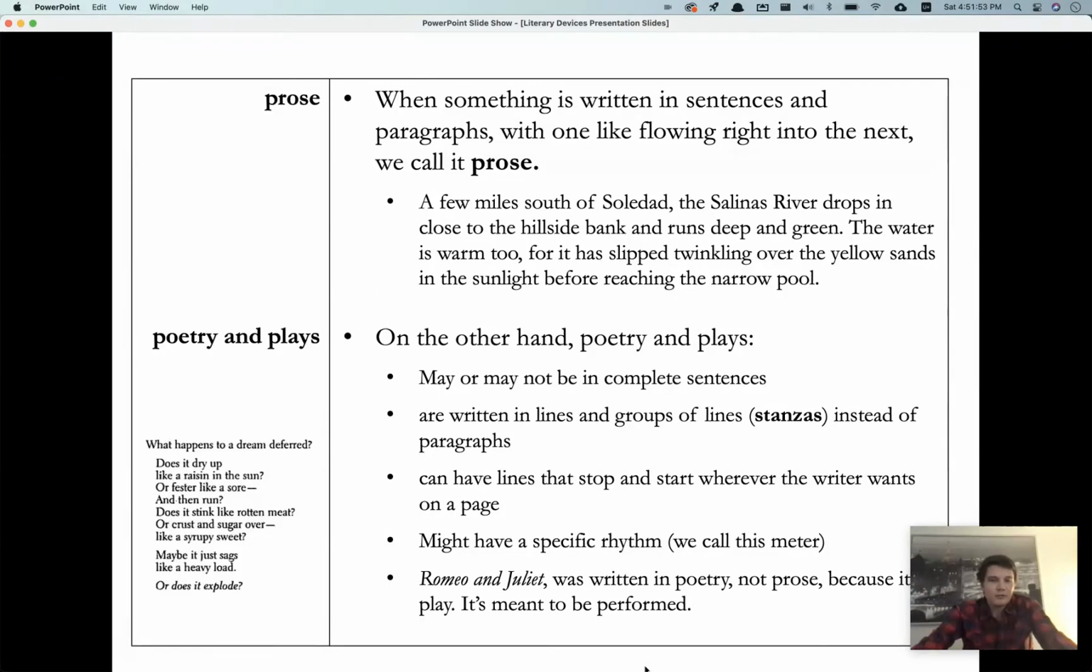So you need to know, Romeo and Juliet was written in poetry, not prose, because it's a play. It's meant to be performed. It's not really meant to be read, even though we technically do read it. You're not really supposed to just sit there with the book and look at the words and read them silently. You're supposed to listen to it, watch it on a stage. That's what it was created for: being performed.